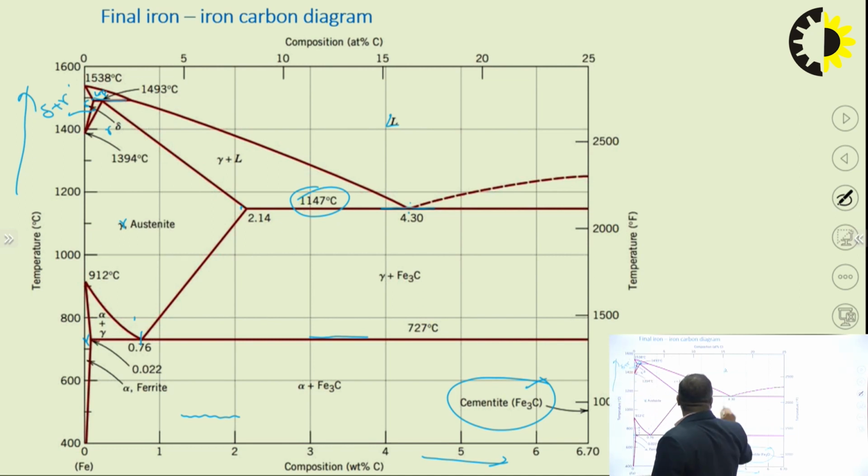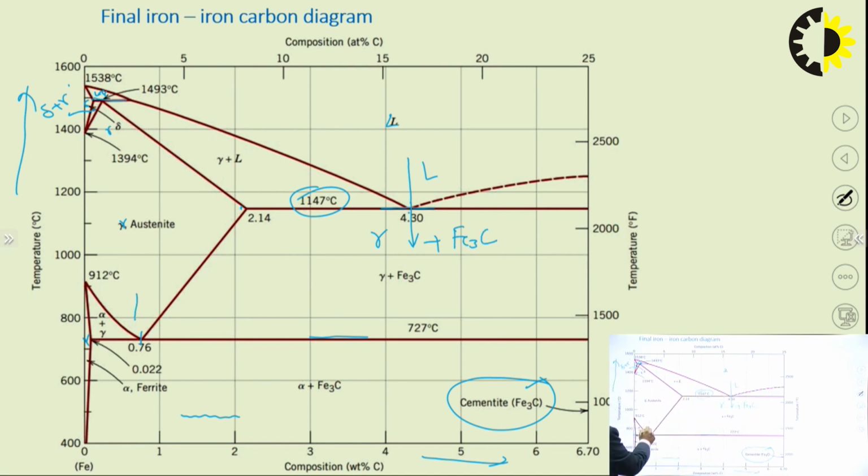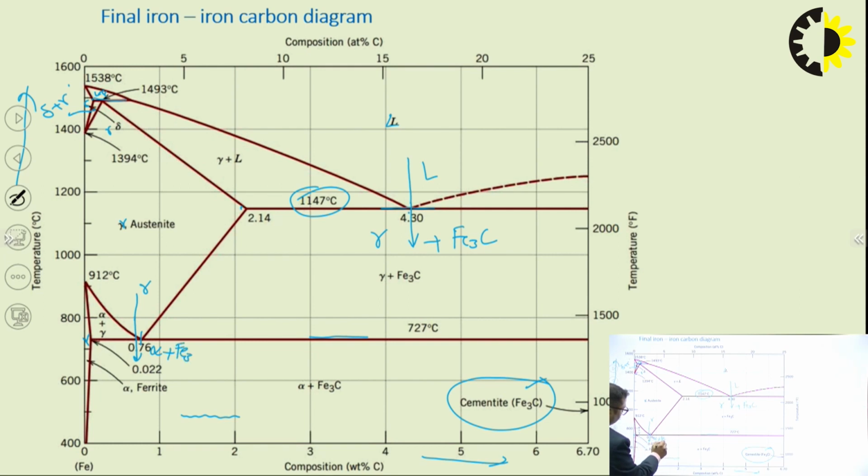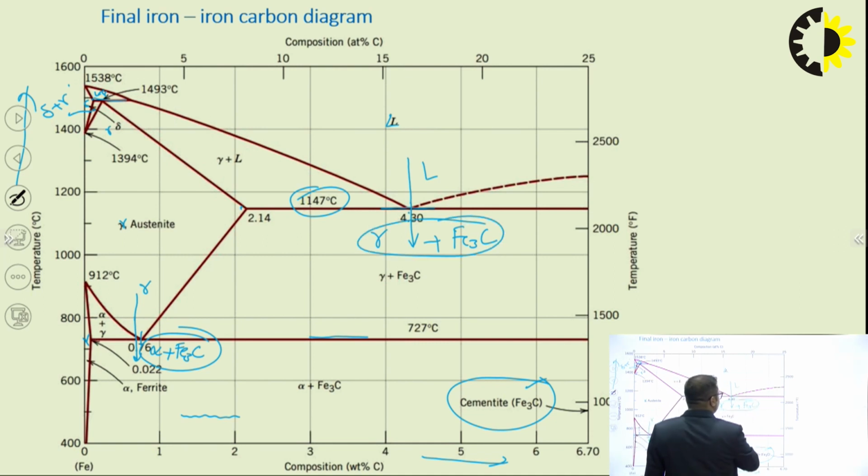When you cool at this temperature, the liquid converts into gamma plus cementite, and when we cool from this point to this point, the gamma converts into alpha plus Fe3C. The mixture of alpha and Fe3C is known as pearlite, and the mixture of gamma and Fe3C is known as ledeburite.